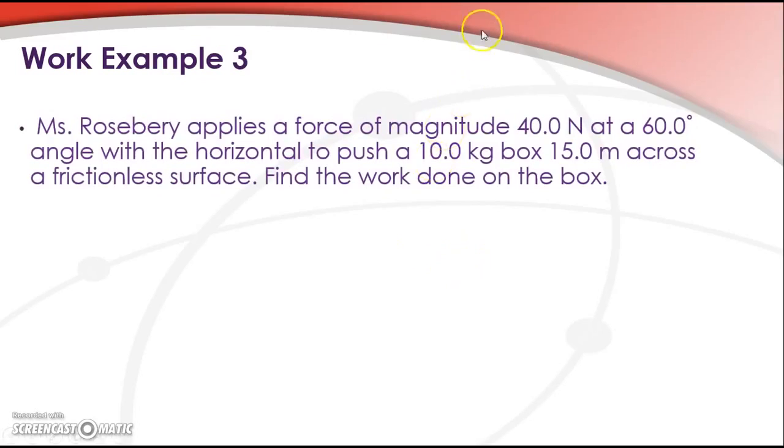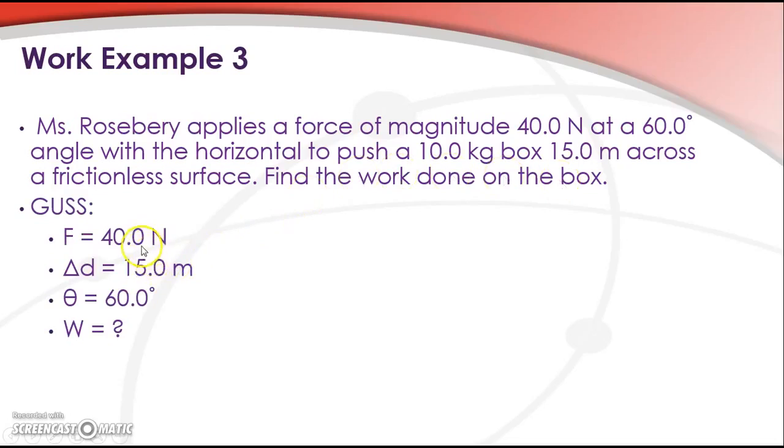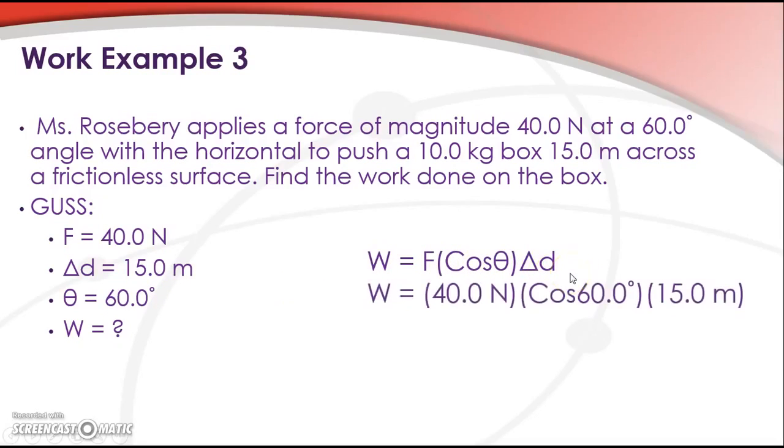So, our next example. We apply a force of magnitude 40 newtons at a 60-degree angle with horizontal to push the 10 kilogram box 15 meters across the frictionless surface. So it's the exact same magnitude of all the values, except it's at a 60-degree angle. So we have one more term now. Our force is 40 newtons, our distance traveled is 15 meters, our angle is 60 degrees, work equals F times cos theta times the distance equals 300 joules.